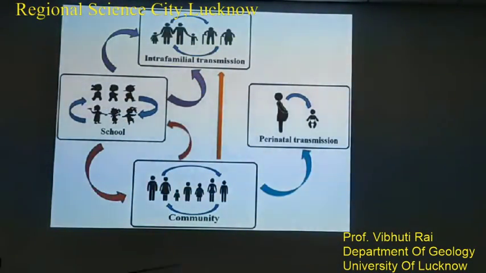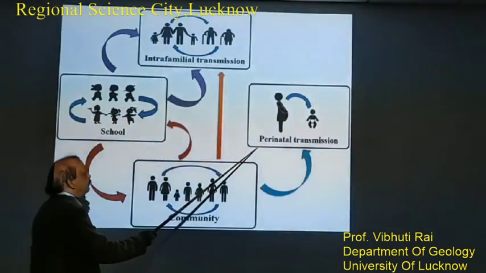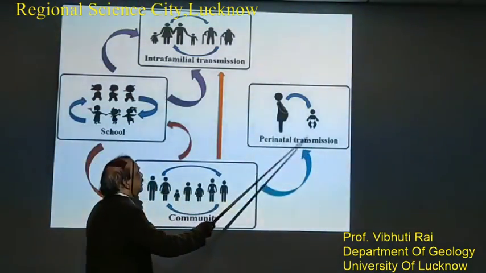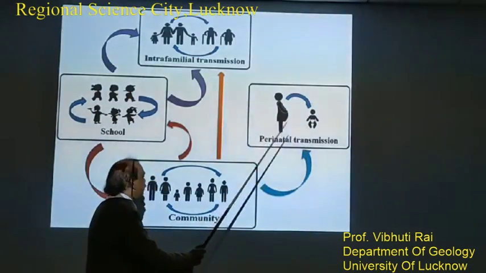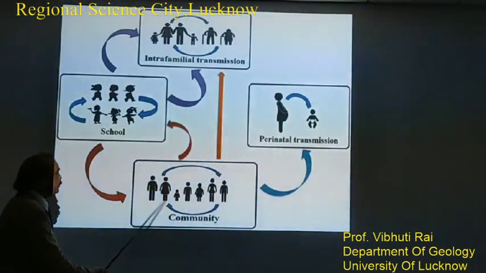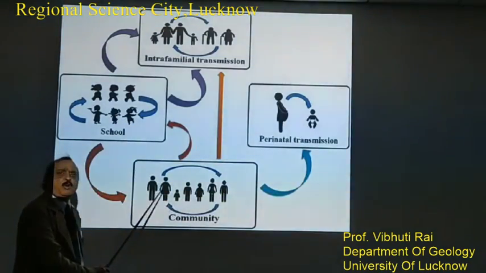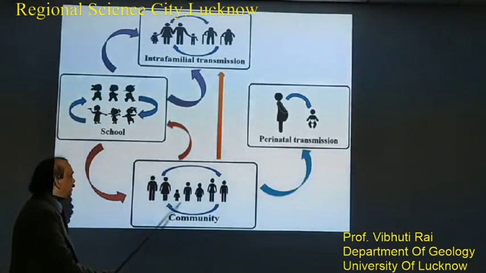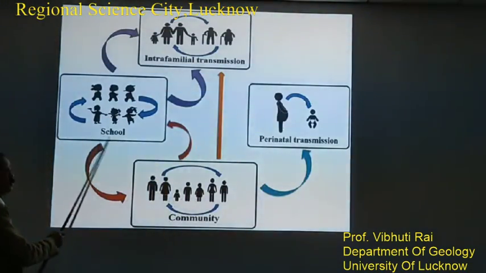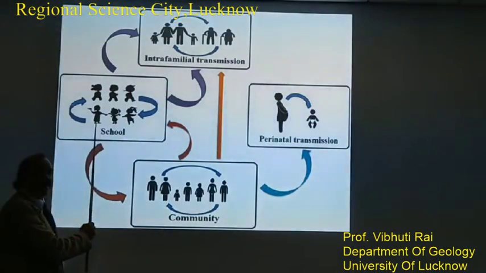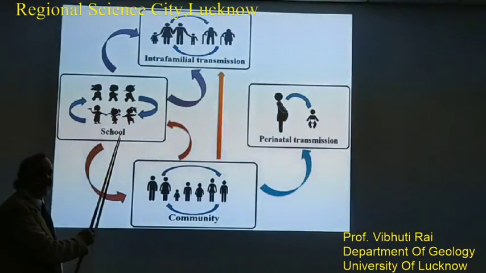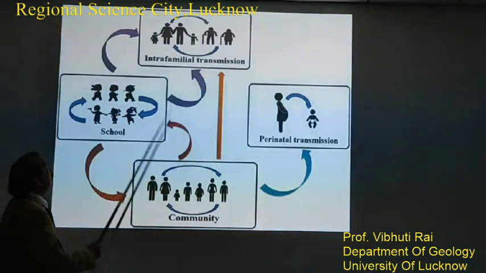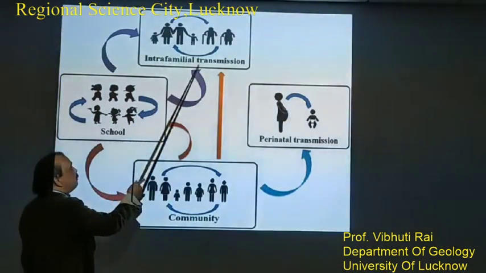So eventually, at the personal level, we need to understand the modes of transmission: perinatal transmission, between mother and child. There can be community spread, as you can see, people in mohallas and big common areas in big buildings should avoid it. There are the schools where young children meet each other, they should avoid that. And then there is intrafamilial transmission.